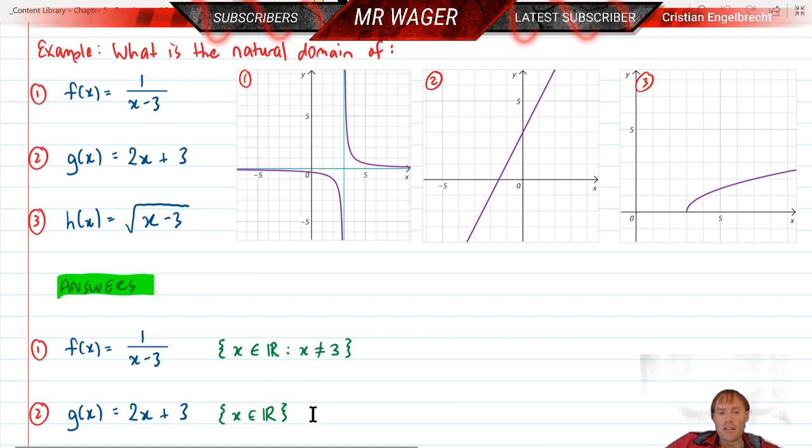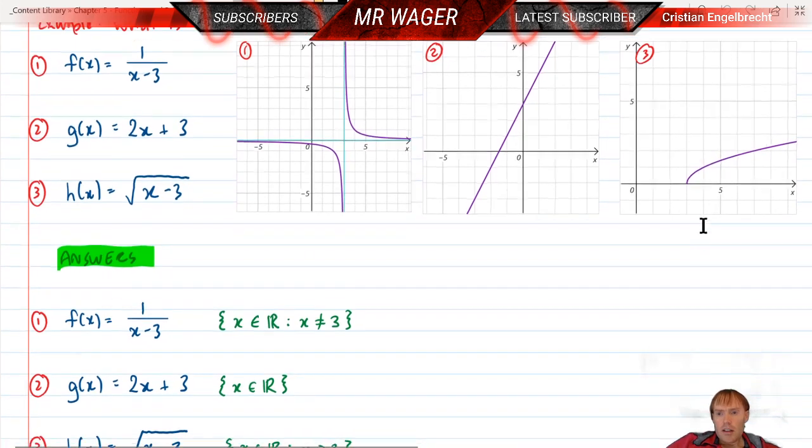So when we do that, this is the default scenario. The domain for this example is x can be any real number. That's how we write it. We use the curly brackets to represent domain and range. x can be equal to any real number. x belongs to any real number.